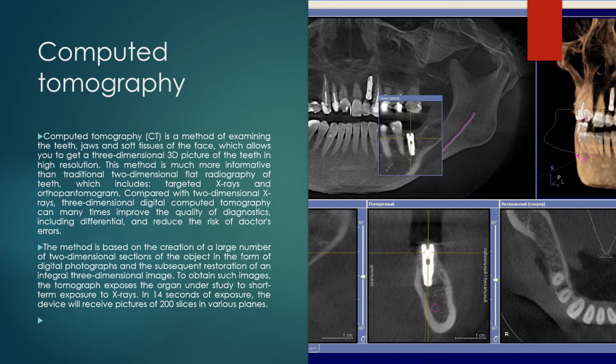The computer tomography is a method of examining the teeth using a three-dimensional 3D picture of the teeth with high resolution. This method is more informative than two-dimensional radiography or pantomography, and it includes the three-dimensional recreation of the jaw, and we can see all of the information of the teeth with slices of up to 0.5 millimeters. And this method is recommended for diagnosis of the condition of the patient.